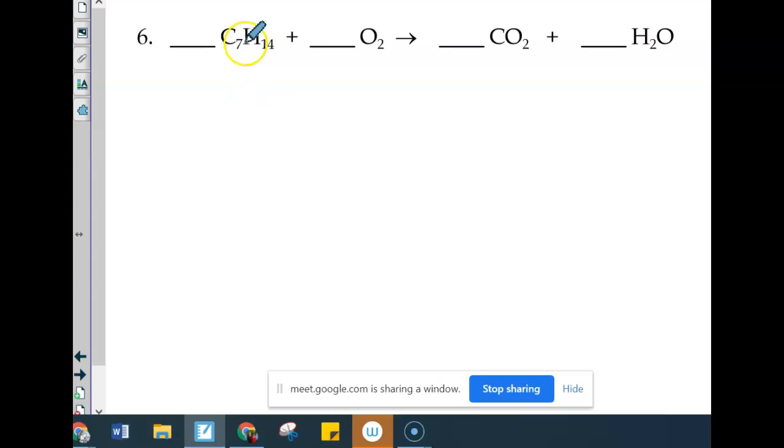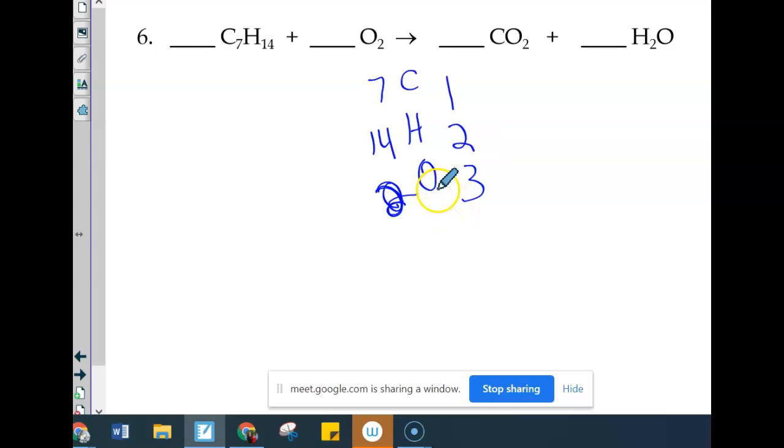Okay, we recognize we're going to do this method as the C, H, and O because it starts with a carbon. So 7, 14, and... oh, let's try that again. 7, 14, and 2, 1, 2, and 3. Questions about my list?